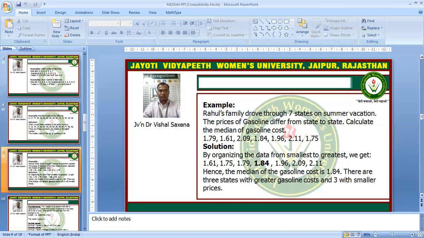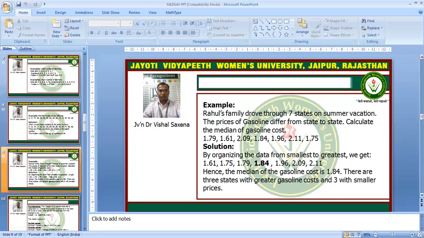By organizing the data from smallest to greatest, we first arrange the data in ascending order: 1.61, 1.75, 1.79, 1.84, 1.96, 2.09, and 2.11. As we can see, the total number of data in this question is 7, and the series can be taken as an individual series. 7 is an odd value, so the median is given by the (n plus 1) upon 2th data. Here n is 7, so 7 plus 1 upon 2 means the 4th data from the ascending order series. So it should be 1.84.